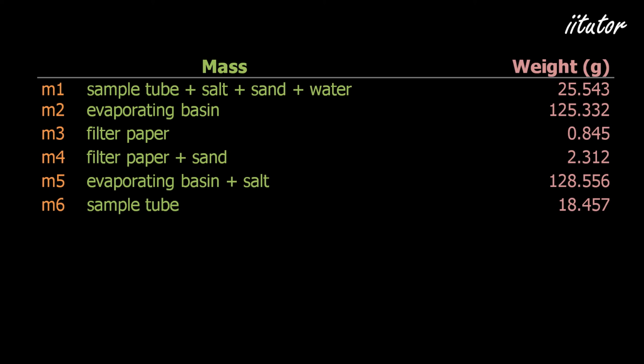Here are some sample measurements. So if we were to do this, this could be one of many sets of data that you could get out. How do we calculate how much sand and salt we have? We take the mass of the mixture. So how much mixture do we have? Well, that's easy.